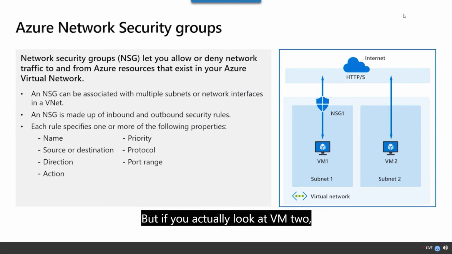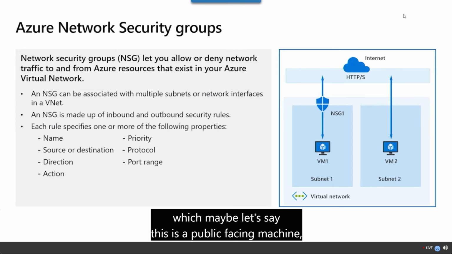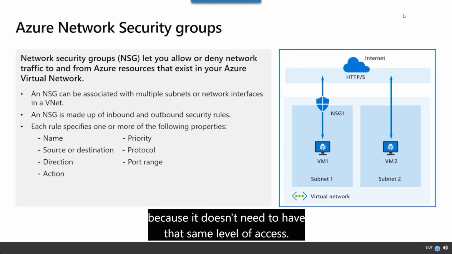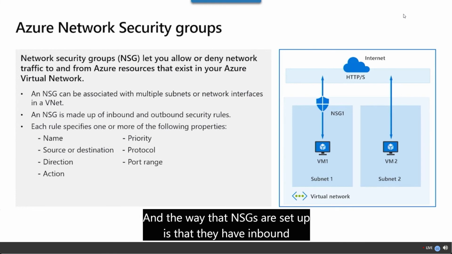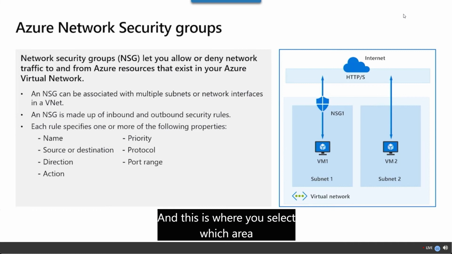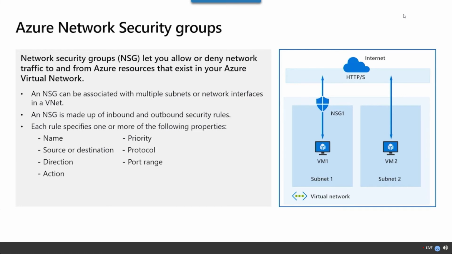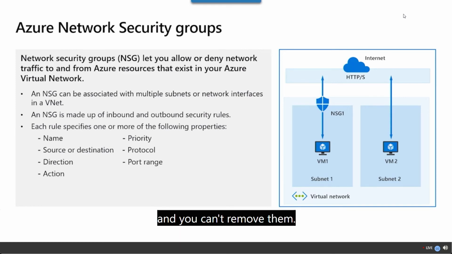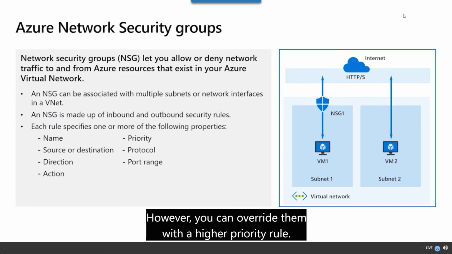But if you actually look at VM2, which maybe let's say is a public-facing machine, that one we don't have an NSG because it doesn't need to have that same level of access. And the way that NSGs are set up is that they have inbound and outbound security rules. And this is where you select which area that you want to evaluate and the priority of the rule. Azure is automatically going to create the NSG rules for you, and you can't remove them. However, you can override them with a higher priority rule.